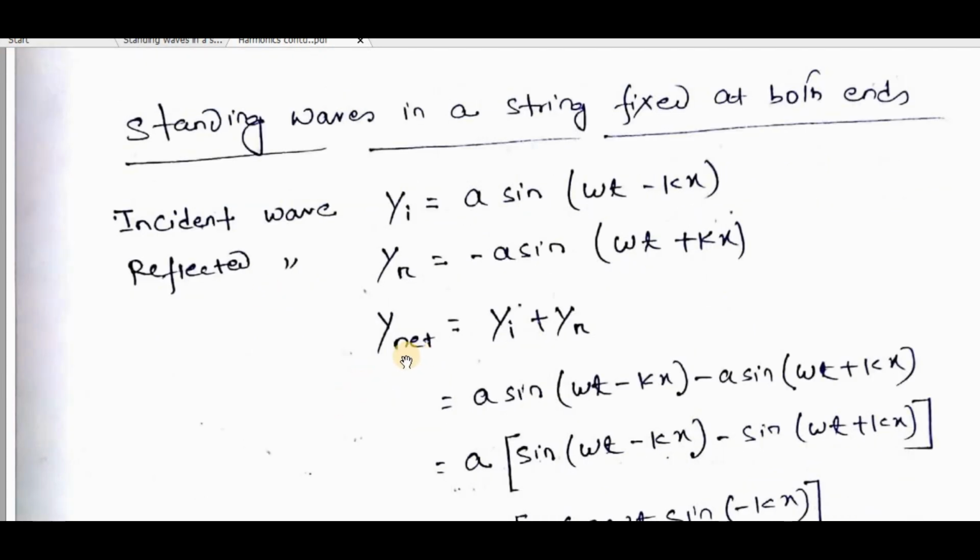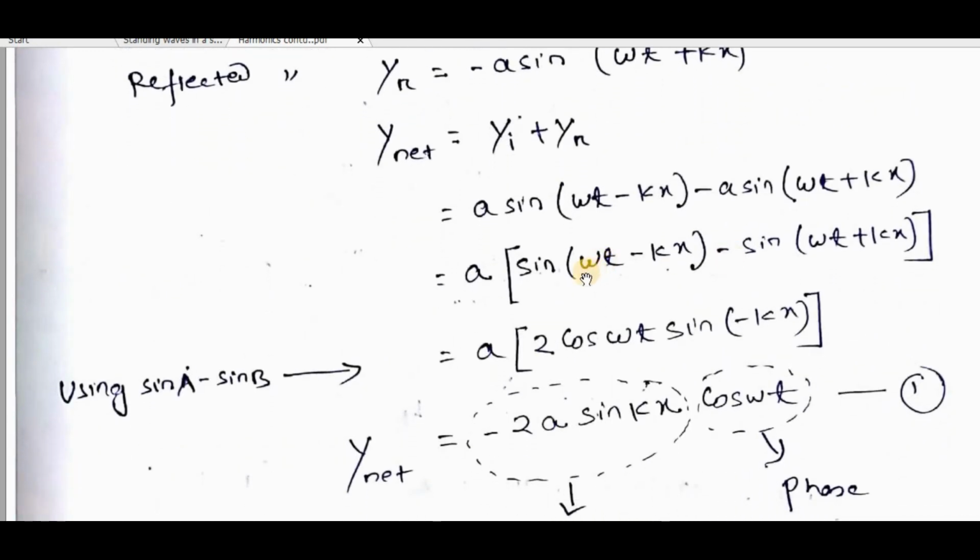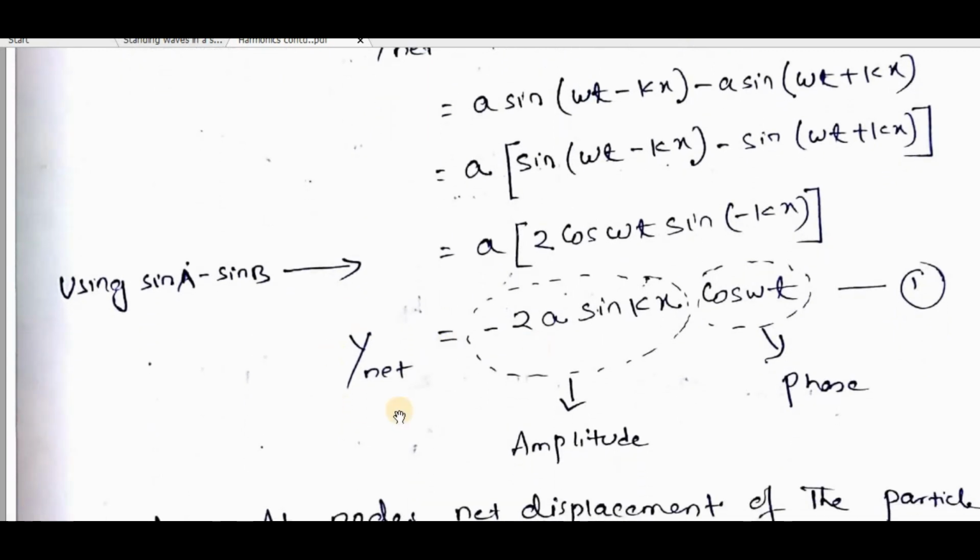So after superimposition, y net is equal to y incident plus y reflected, so incident wave plus the reflected wave. After a little trigonometry, if we apply the formula for sin A minus sin B, then you will get this. So it is equal to 2a cos omega t sin(minus kx). After rearranging, minus 2a sin kx cos omega t. So this is the net result after superimposition of the incident and the reflected wave. Here you can see this is the amplitude part and this is the phase part.